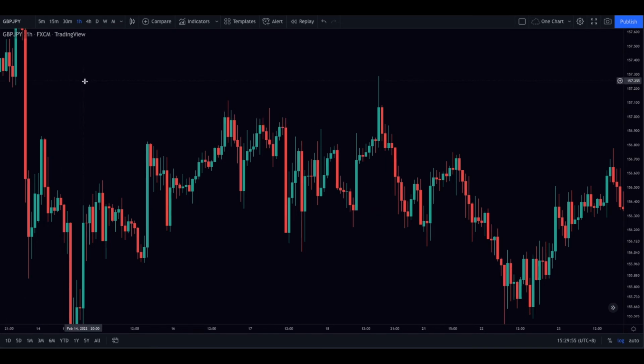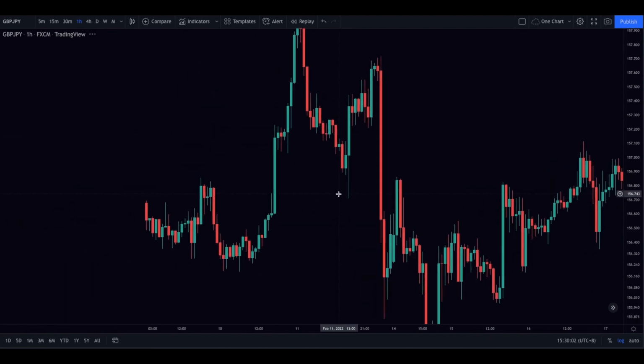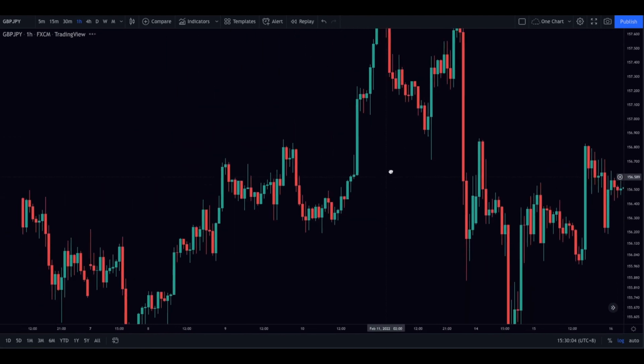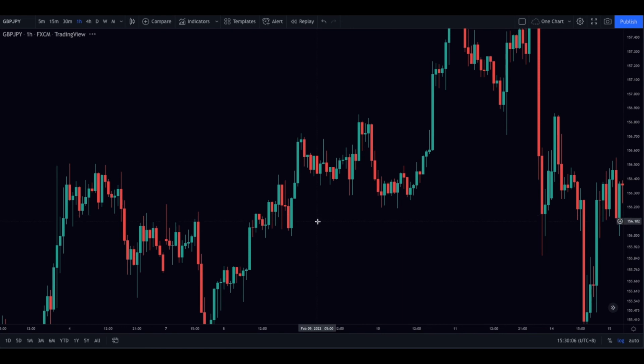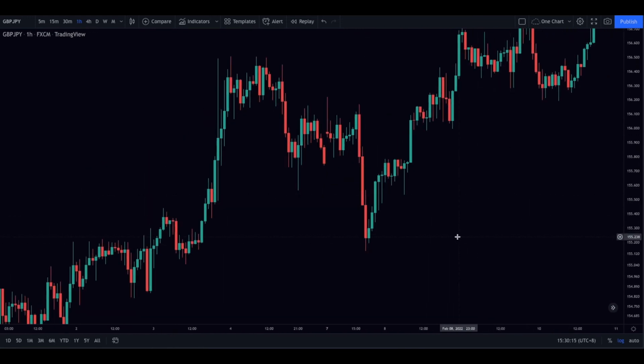But that's essentially the point. We're looking for the wicks. When we identify the wicks, we see whether price was able to close above or below. If price wasn't able to close below, that might be an indication of a strong support. And if price wasn't able to close above, that may be an indication of a strong resistance.